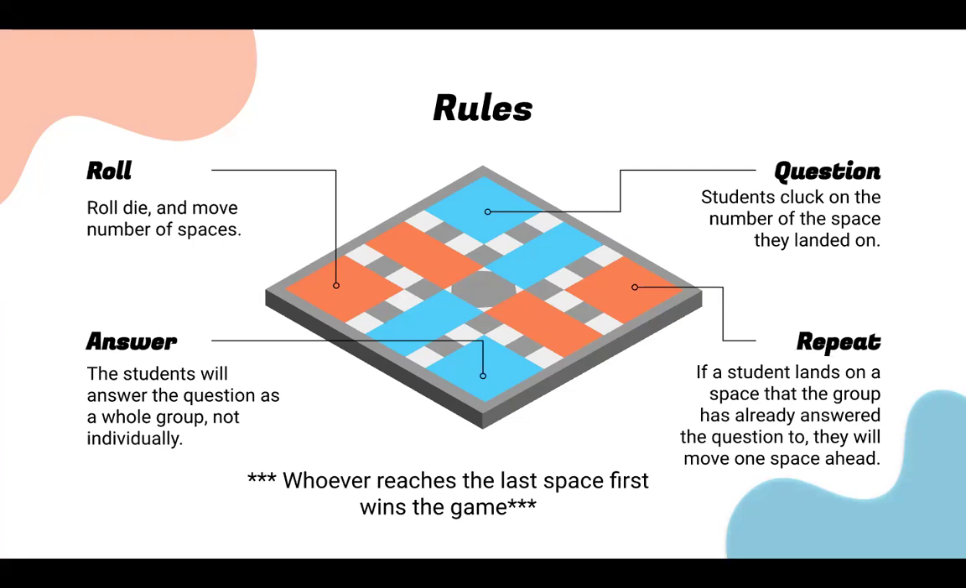That way they're answering together and not the rest of the players are spacing off and not paying attention. They're all engaged at the same time. And then the repeat. So if, like I said, player 1 lands on space 4 and then player 2 rolls a 4 as well, instead of them answering the same question again, we'll just have player 2 move to the next space. So they'll answer the question that is associated with space number 5. And then whoever reaches the last space of the board game first wins.